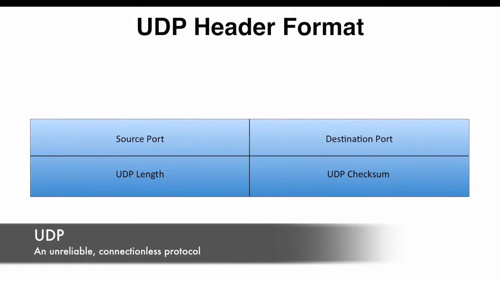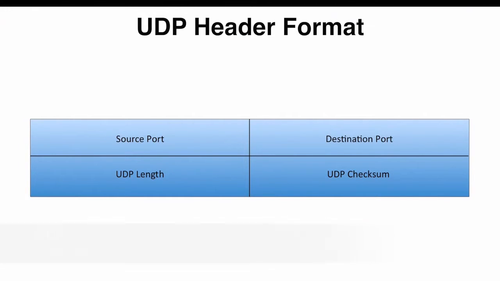UDP, not so much. With UDP, we don't have a sequence number. We don't have a window size. We don't have an acknowledgement number. This is a connectionless protocol. There is no acknowledgement. Therefore, it is referred to as an unreliable protocol. And I know that might sound bad, but there are certain applications where this is actually a good thing.